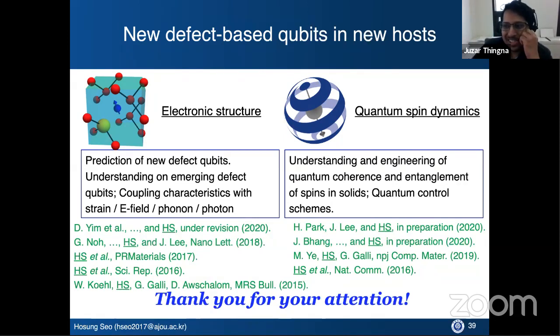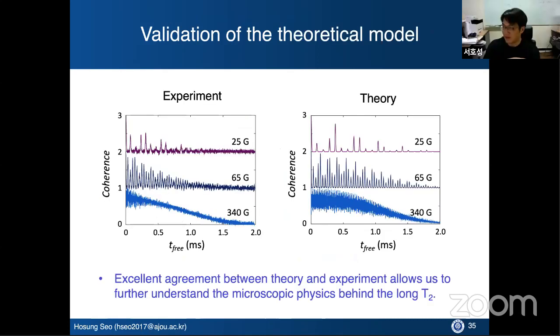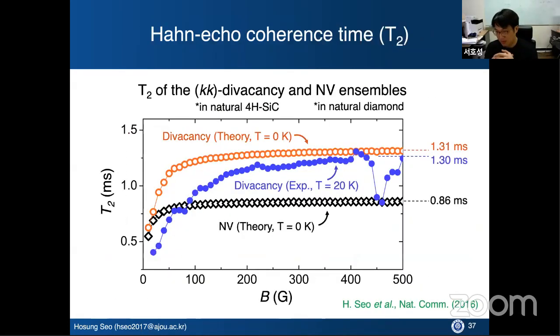So Hosung, I have a few questions regarding the last part, because you say that your theory and experiment seem to give a very good agreement with respect to T2, but T2, this decoherence time from the Bloch equations, it's a macroscopic time. So I mean, it's just a macroscopic parameter.